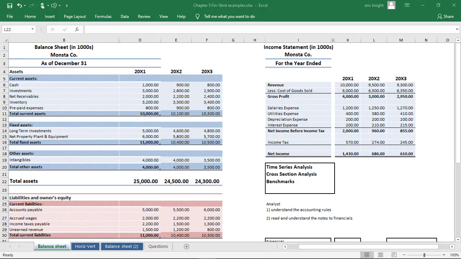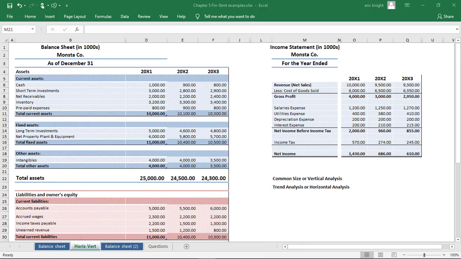Let's first delve into the time series analysis. When we're talking about time series analysis, there's two very common ways we can approach this. One is a common size analysis, also known as a vertical analysis. In a common size or vertical analysis, we're looking at vertical, and vertical means up. So we'll be looking at comparing what's going on within a single column, usually the most recent year. So we'll look at 20X3.